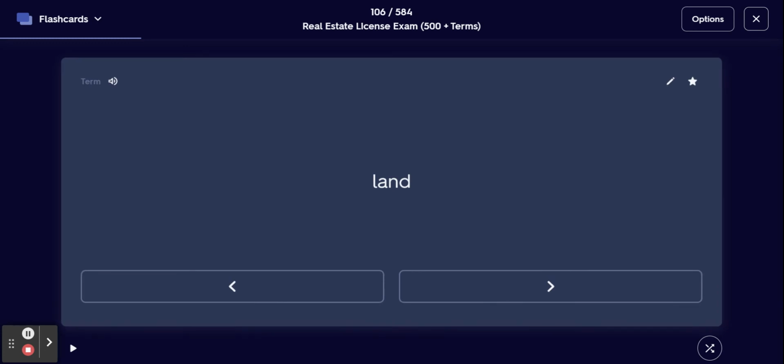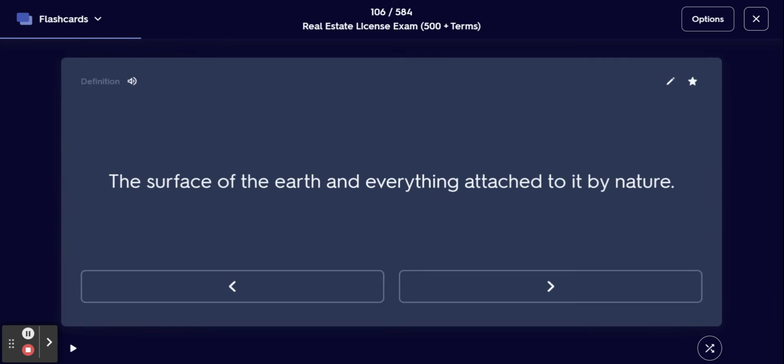Land. The surface of the earth and everything attached to it by nature.